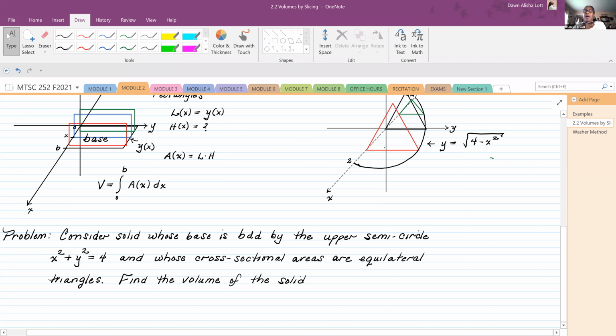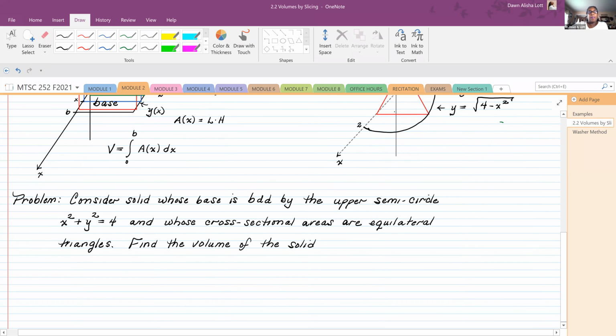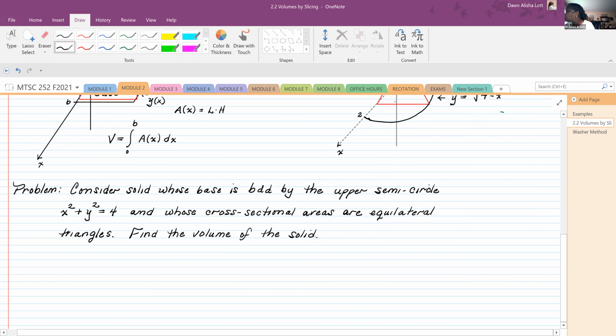I'm trying to find the volume of this weird looking shape where the bottom is a semicircle, but as it's standing up, if you were to count all the slices, it's kind of like slicing a loaf of bread. And every time you slice a loaf of bread, you're going to see some type of area. Find the volume of the solid. Okay, so I already know my volume is the integral from -2 to 2 of some area of x dx.